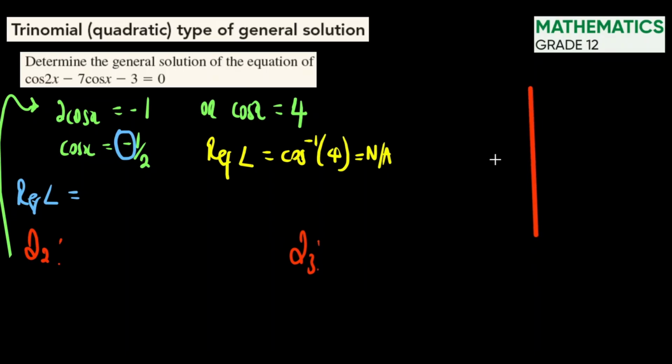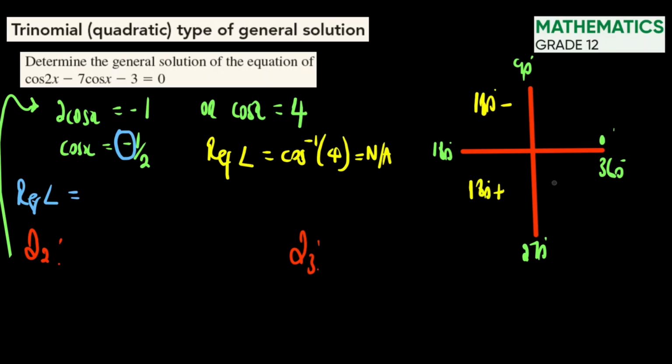So refresher, remember your CAST diagram where we have 90, 180, 270, 360, and 0. And we have 180 minus second quadrant, 180 plus third quadrant, 360 minus, and the first quadrant is the reference angle where it's called CAST diagram. 180 minus our reference, 180 plus our reference, 360 minus our reference angle. So cos is negative in the second quadrant and third quadrant.